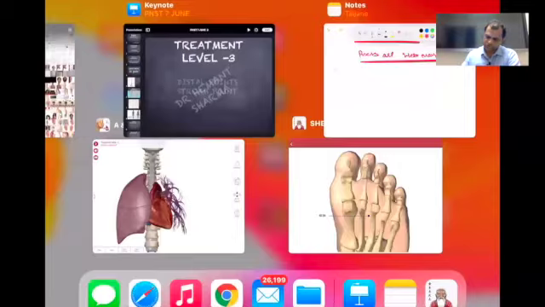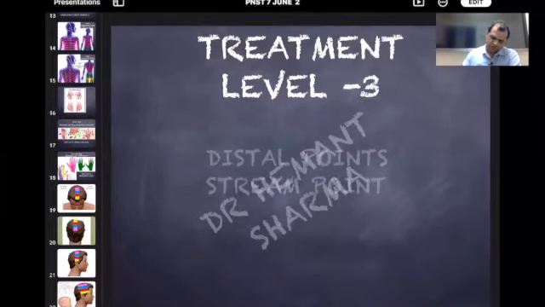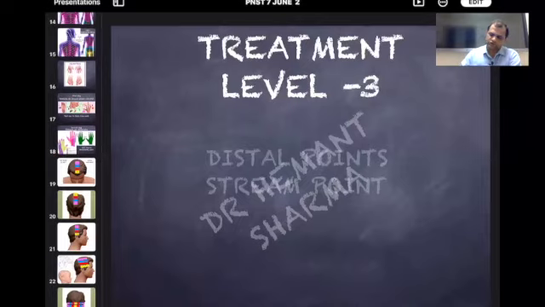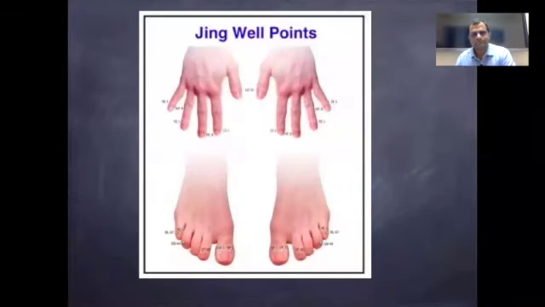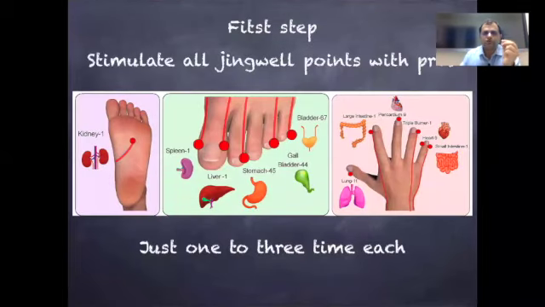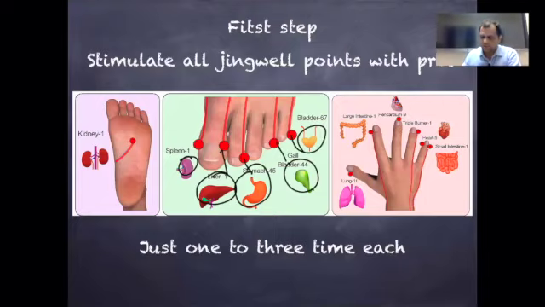Wave margins. Look at this image. The first step is all the gingival points: the fingertip points in the fingers and the toe points. In the bottom of the feet, we have kidney 1. This is spleen 1, working for the spleen and pancreas. This is liver 1, working on the liver. This is stomach 1, working for the stomach. This is gallbladder 1, working on the gallbladder.